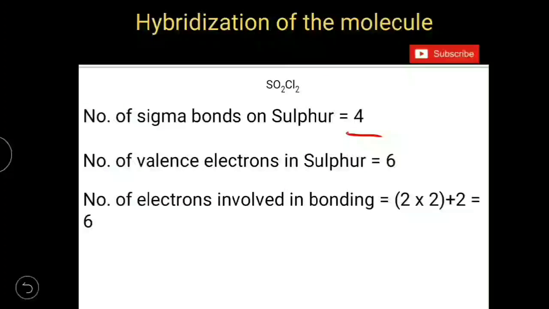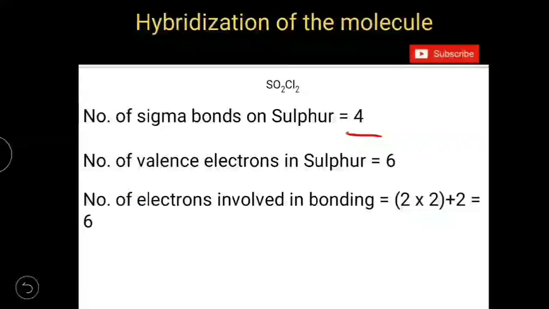Sulfur is bonded to 2 oxygen atoms and 2 chlorine atoms. Chlorine atom is monovalent. So each chlorine can form 1 bond. So 2 bonds are formed by chlorine. Oxygen atom is divalent. Each oxygen can form 2 bonds. You got 2 oxygens here. So 4 bonds are formed by 2 oxygens. So 4 bonds by 2 oxygens and 2 bonds by 2 chlorines.